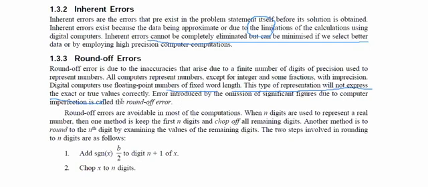This line is very important. I just underline it once more. The error introduced by the omission of significant figures due to computer imperfection is called round off error. Error introduced by omission of significant figures means, suppose pi has come to 15 significant digits or figures, but they will not be adjusted by the computer.